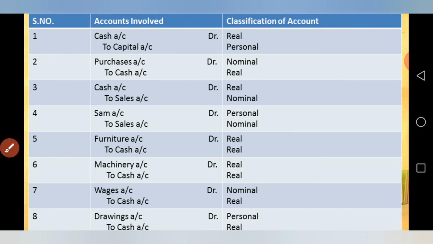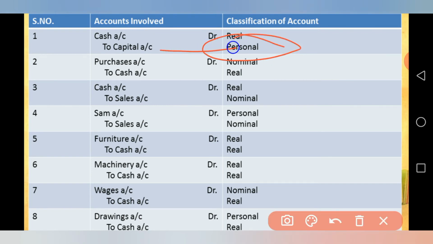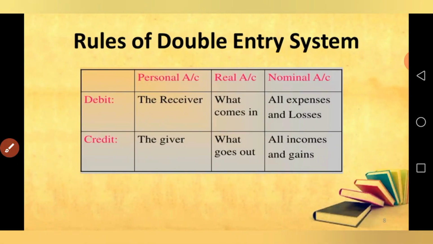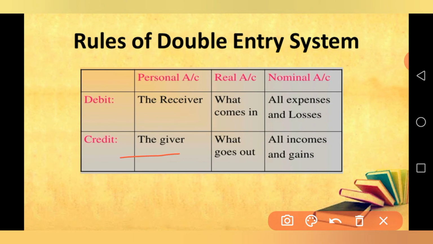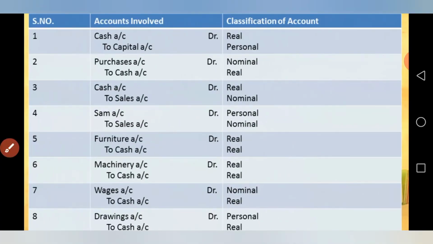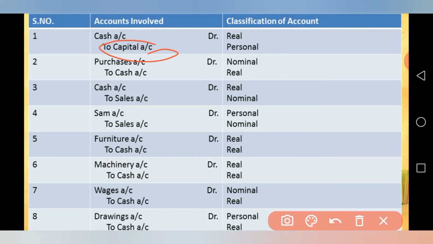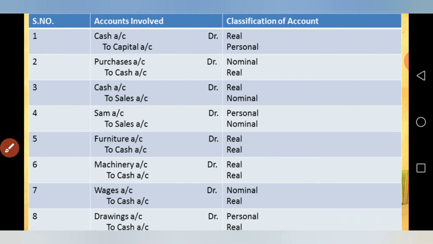We saw capital was what? Capital was personal account. So, what was the rule for that? For the personal account, debit the receiver and credit the giver. Over here, John is the giver. He gives the capital. Hence, the account is credited. When we write it in accounts, we always write cash account debit to capital account. We never write the credit account. Rather, we only write cash account debit to capital account.